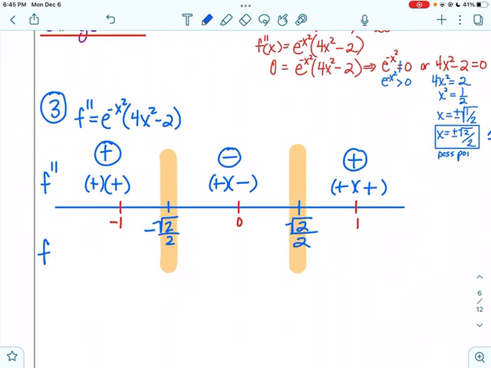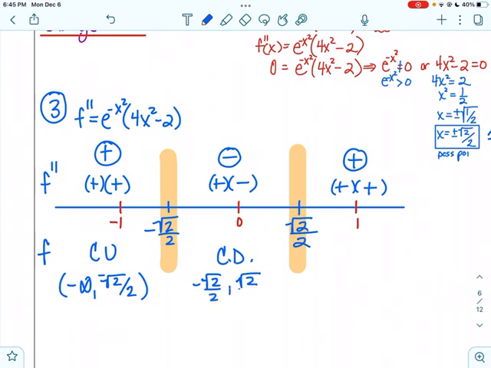So now we know that f is concave up on the interval from negative infinity to negative root 2 over 2. I'm going to go ahead and write this. I kind of missed this on the last couple problems. And it's concave down. Remember, f, the function, is concave down on the interval from negative root 2 over 2 to positive root 2 over 2. And then the graph of f is concave up from root 2 over 2 to infinity on those intervals.